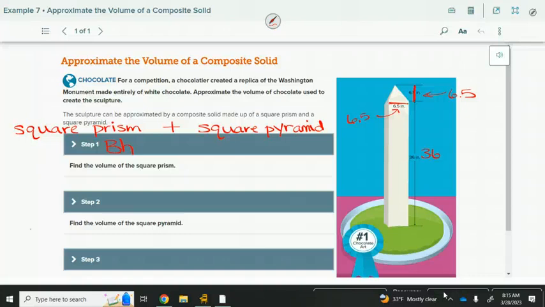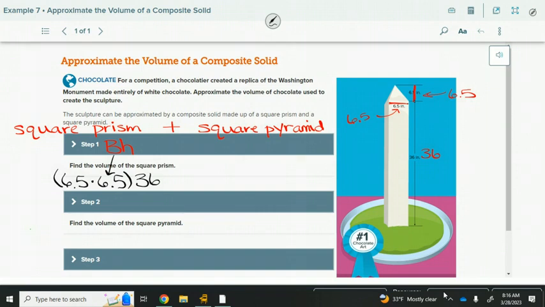What's one of the sides? 6.5. So our base, in place of our big B, when we multiply the two things together, will be 6.5 times 6.5. Because it's a square, those have to be the same. Okay, now the height of the whole prism. So it's standing up like this. What is the height of that whole prism part of this monument? What number up there represents the height? 36. Thank you. Okay, so that'll take care of our prism.